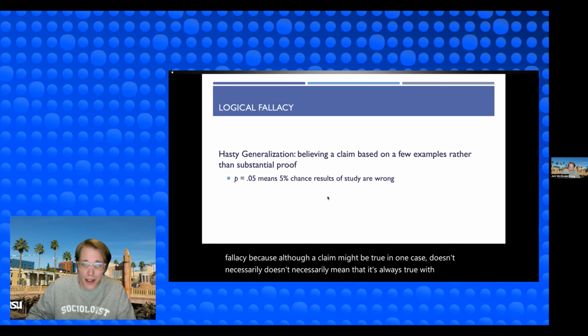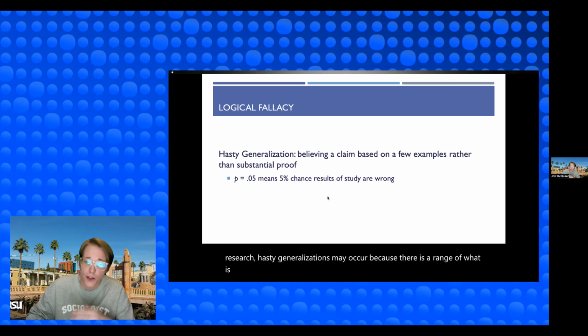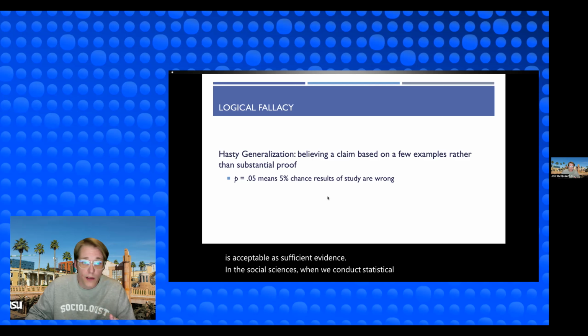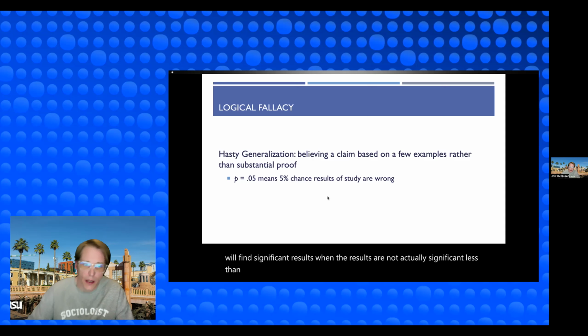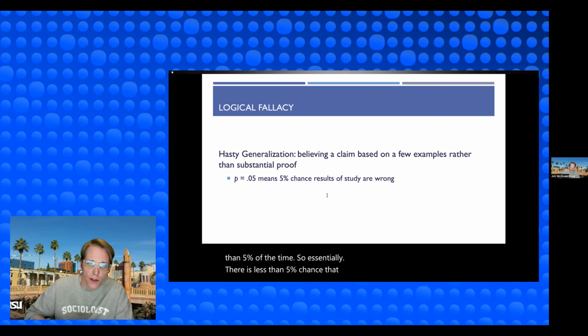With regards to research, hasty generalizations may occur because there is a range of what is acceptable as sufficient evidence. In the social sciences, when we conduct statistical analyses, we often consider a finding significant if the p-value is less than 0.05, right? However, the value is somewhat arbitrary. What it really means is that we will find significant results when the results are not actually significant less than 5% of the time. So essentially, there is less than a 5% chance that the results of our study are wrong.